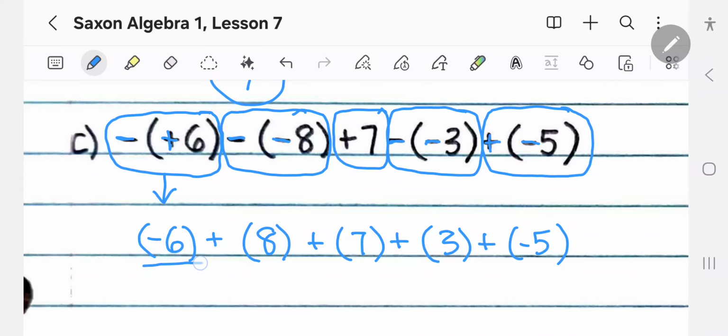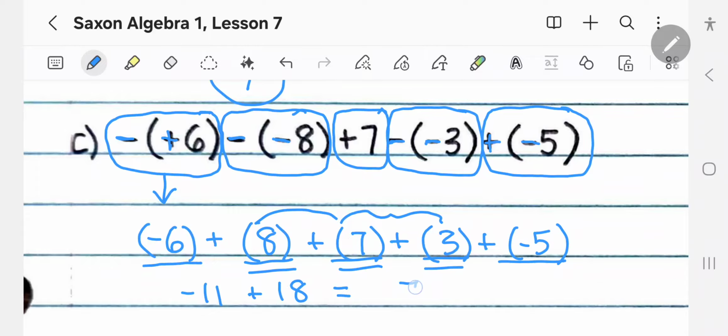Now I'm going to combine my negatives. I get negative 11. I'm going to combine my positives. I can add them in any order I want, and I can see here that it makes a 10, and I like making 10s because it's easier to add 10 to things. So 7 and 3 make 10, then we can add the 8 to it. That's going to be positive 18. Now I'm adding things that have different signs, so I subtract them and I get 7, and I take the sign of the one with the largest absolute value, and I get positive because the 18 is positive. So the answer is positive 7.